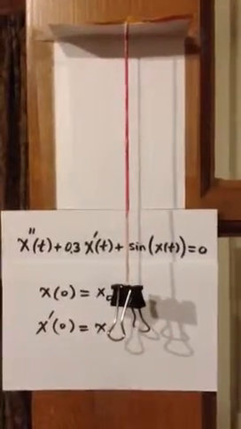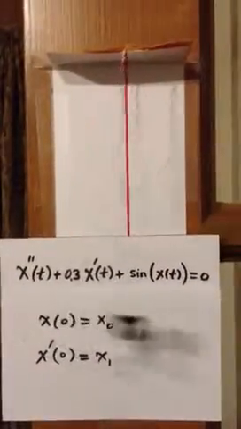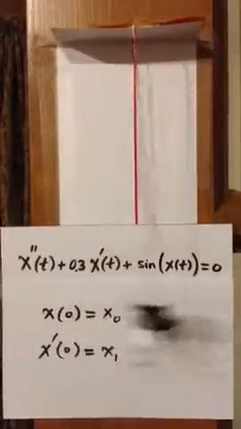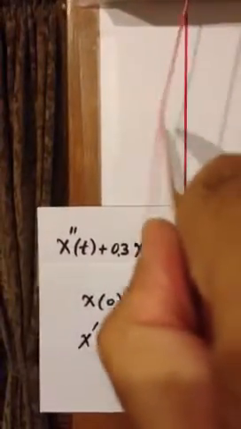Here's a pendulum. This pendulum can be mathematically modeled by this equation, where t is time, x of t is the angle of motion, it's this angle here, at time t, and it's measured in radians.